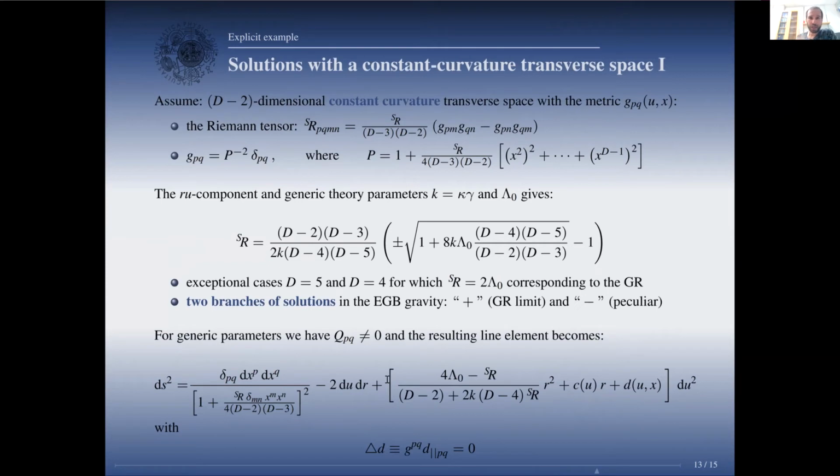So the last point I would like to mention is an explicit example, a geometry where we, in addition, assume that this (D-2)-dimensional transverse space is of constant curvature. So the Riemann tensor can be written in terms of this transverse space metric in this form, and the transverse space metric is conformally flat with this conformal factor here.